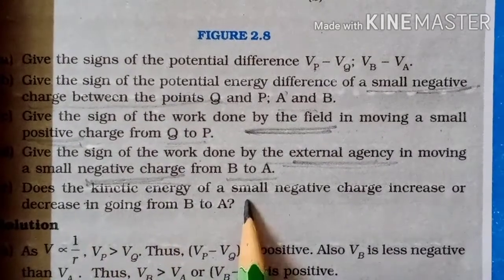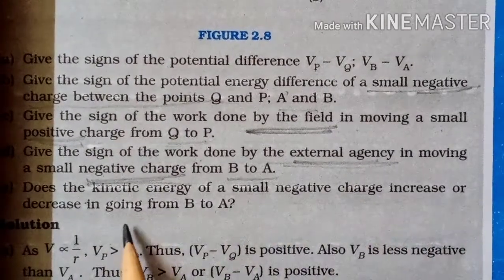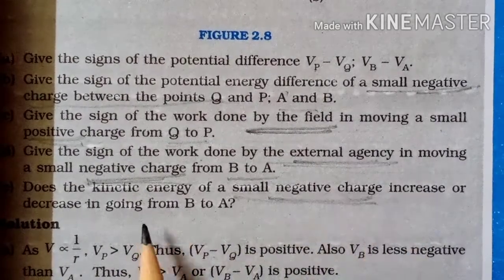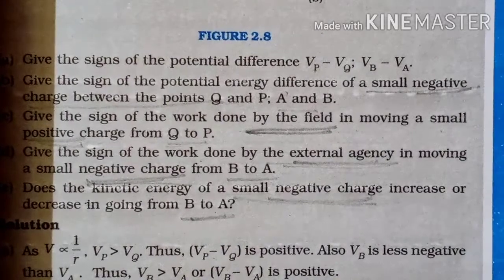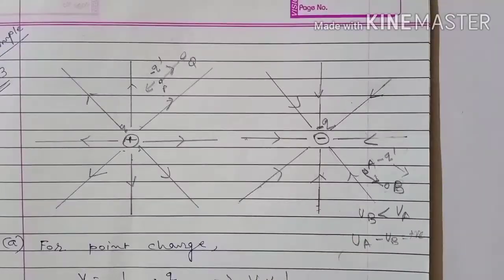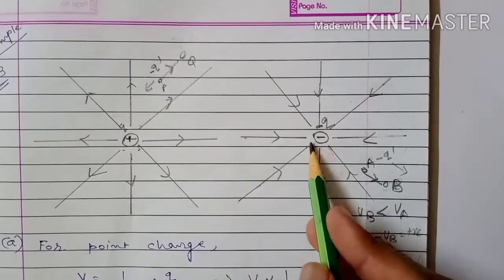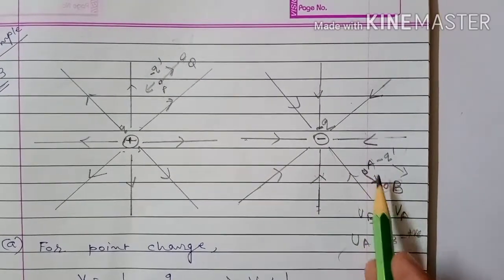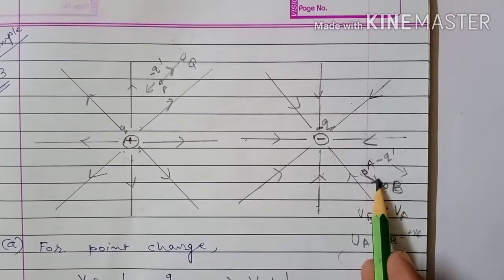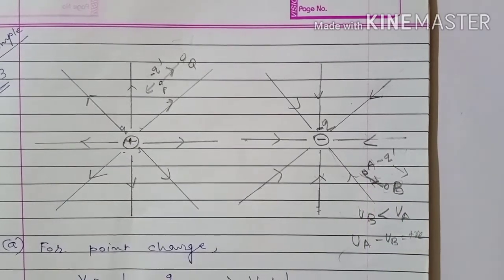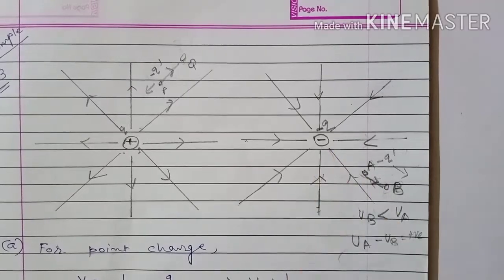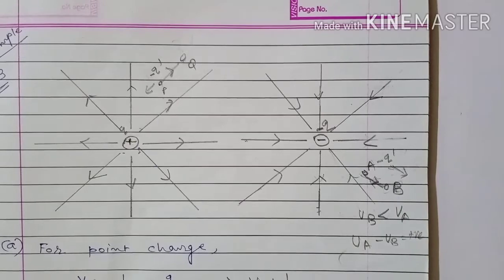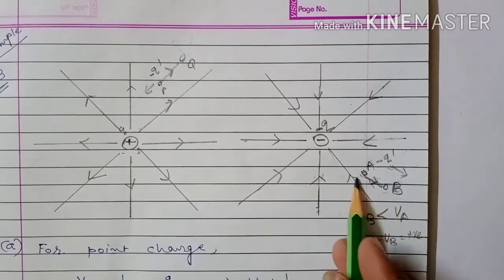Does the kinetic energy of a small negative charge increase or decrease in going from B to A? Which charge? Small negative charge from B to A. They are asking us to find kinetic energy. Here source charge is negative, and we have to move negative charge from B to A, not from A to B, but B to A. Between two negative charges, which type of force will act? Repulsive force. So force will be in this direction. Now we have to move this charge from B to A.